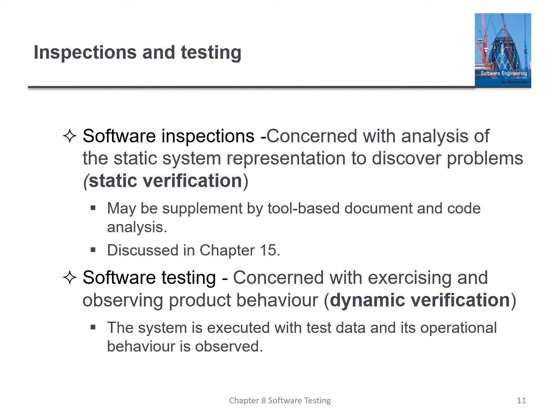So inspection is done. It is said to be static verification because you don't have to run the system. You simply look at certain documentation. On the other hand, there is also dynamic verification, which is another form of checking, and in this slide we call it software testing. It is concerned with exercising and observing product behavior. So here, you actually run the system, put in some data, and see how it behaves.